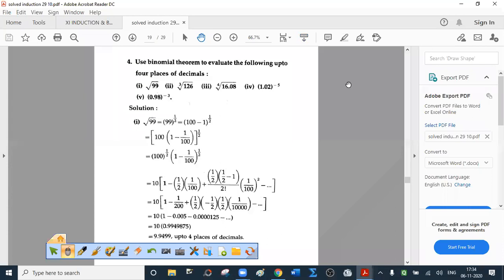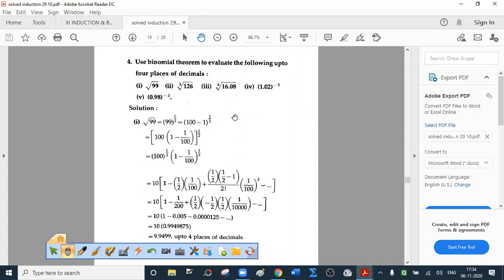We start with sum number 4. Use binomial theorem to evaluate the following up to 4 places of decimals. Again, this type is important. Let us discuss the first one, root of 99, that is 99 raised to half.